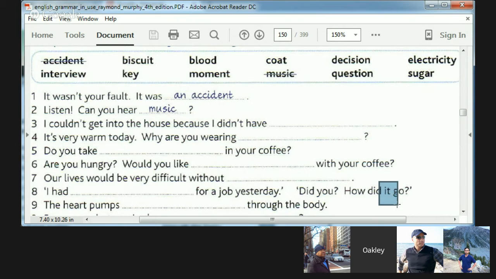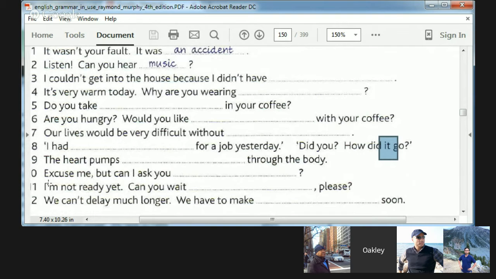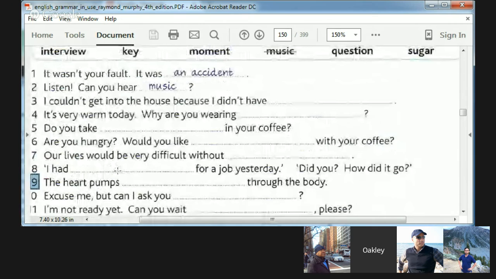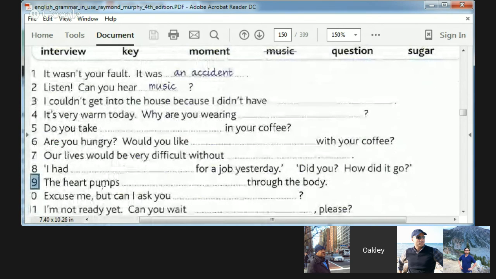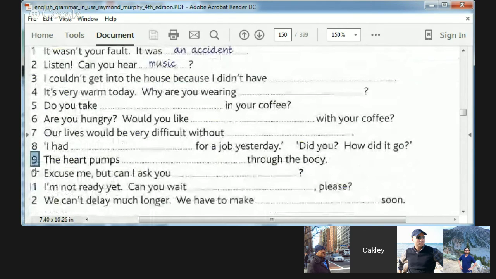I think yeah. Okay. We can say it about sugar, for example. Yeah. I spilled sugar on the floor. It made a mess. Sure you can. No problem. Very good. Okay, Hogan, number 9. The heart pumps blood through the body. Very good, of course. And blood, being another liquid, is uncountable.